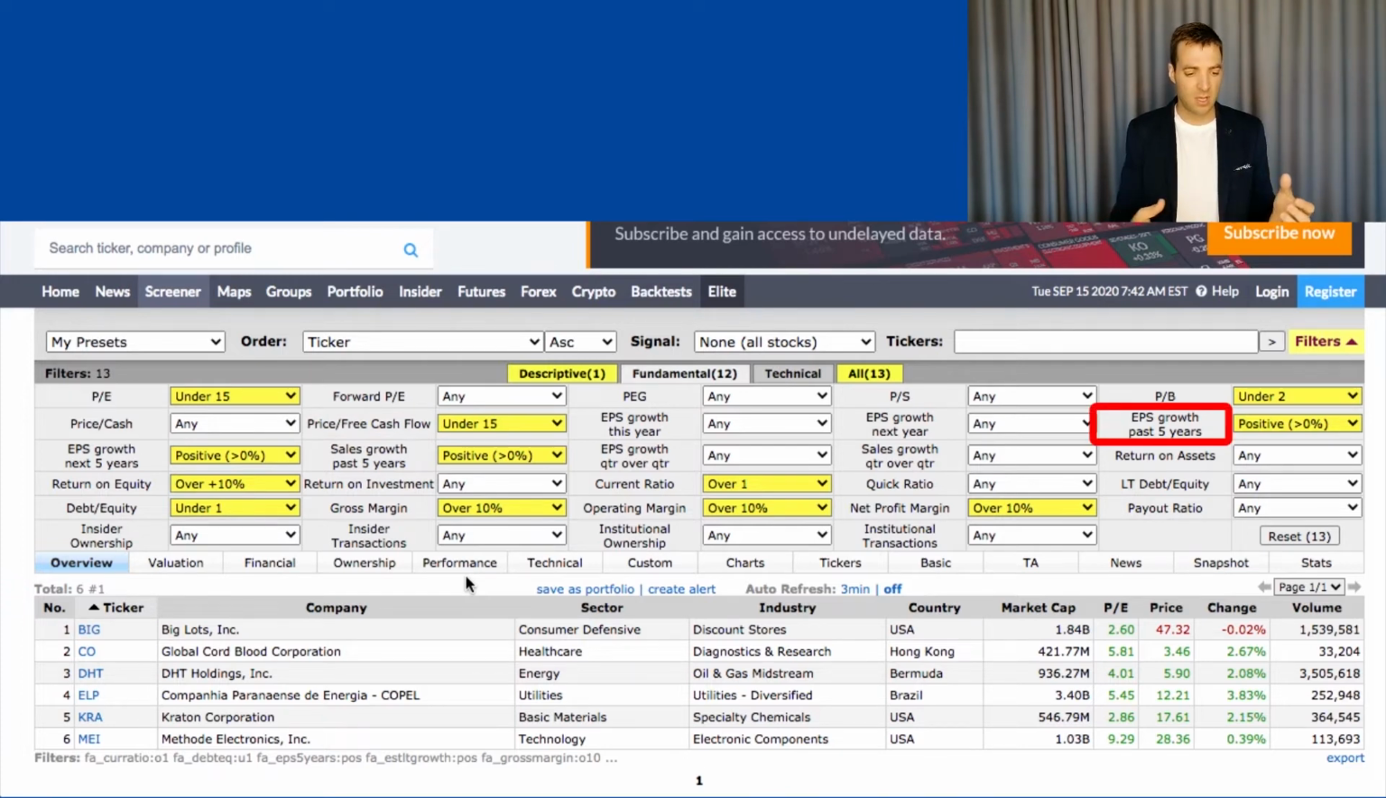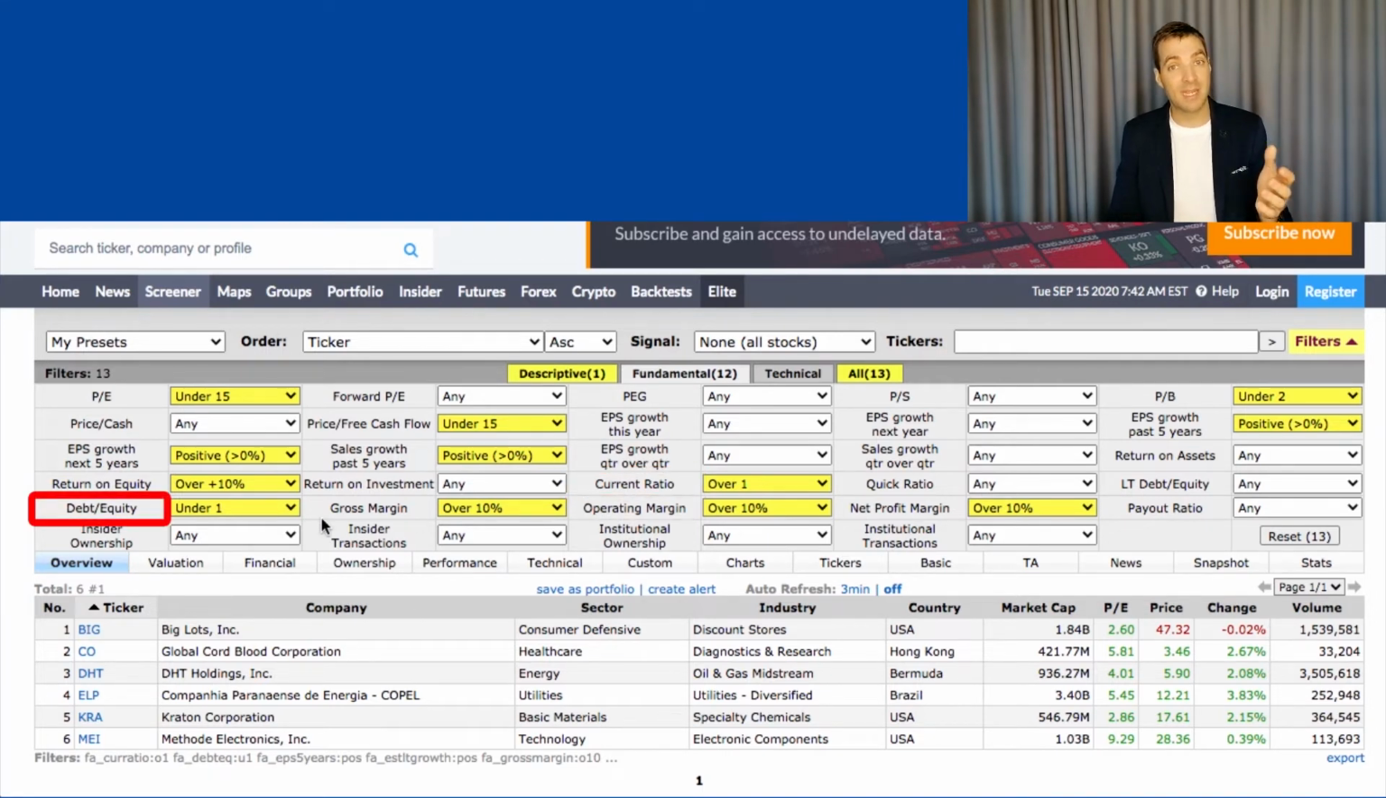Now, I want earnings per share growth over the past 5 years to be positive because I want to see some growth. I want the growth over the next 5 years, like the estimates, I want that to also be positive. I want the sales growth of the last 5 years to be positive. I want return on equity to be above 10%. I want the current ratio to be over 1. I want the debt to equity to be under 1.